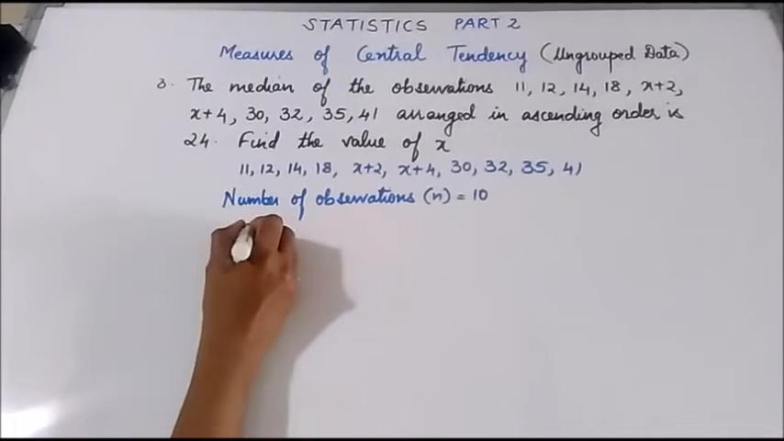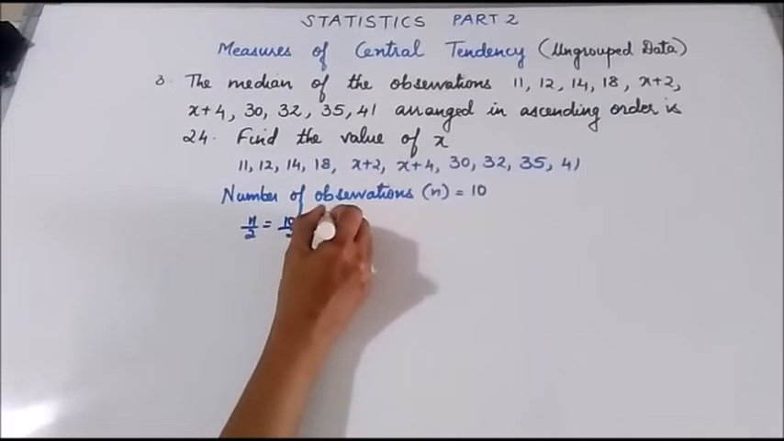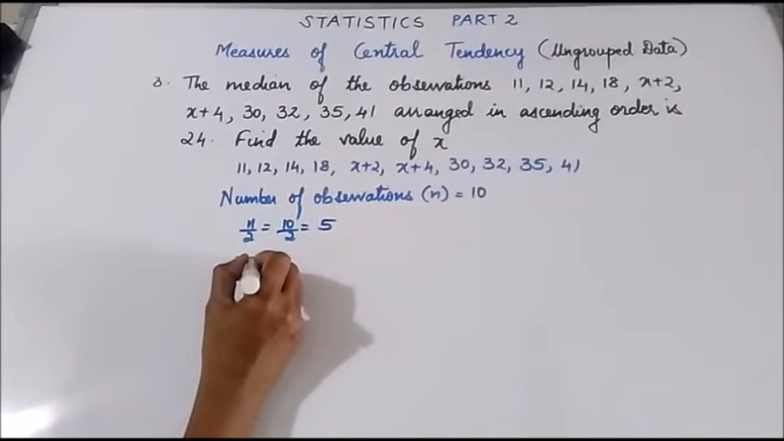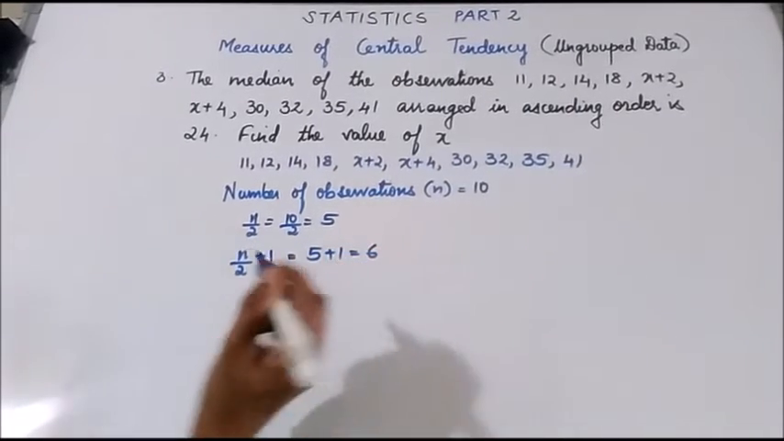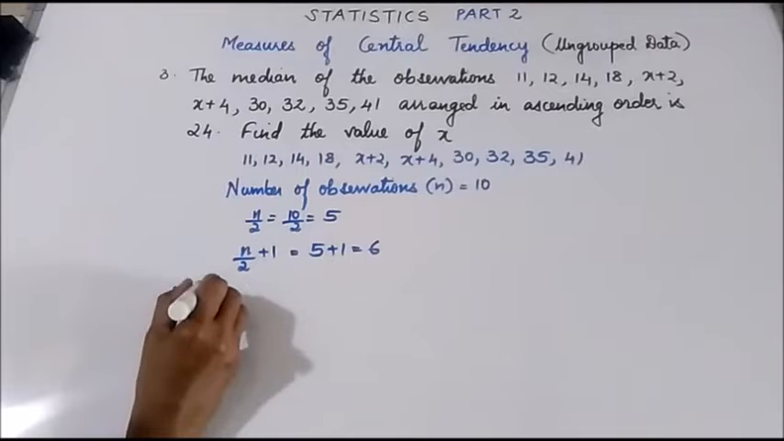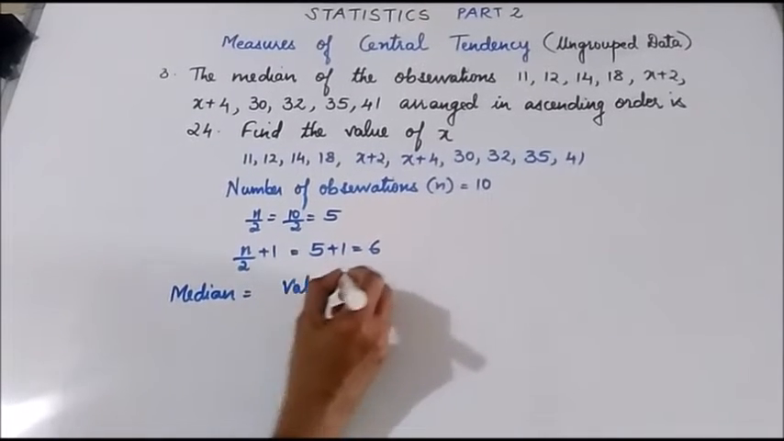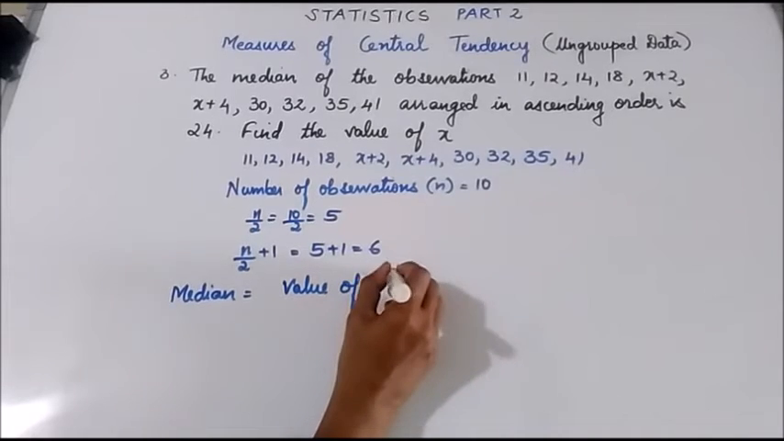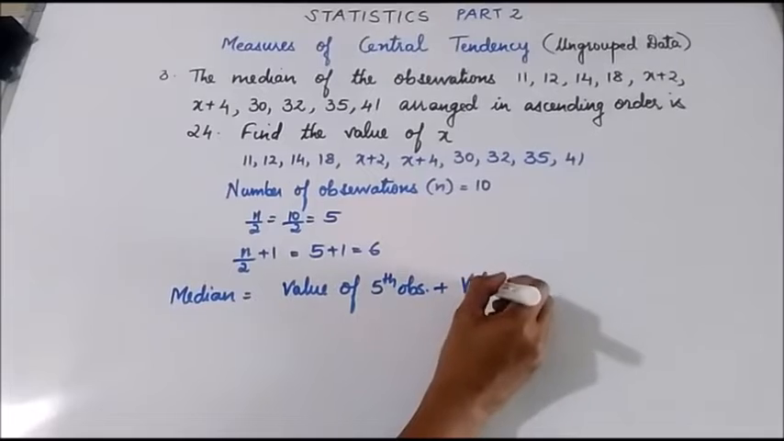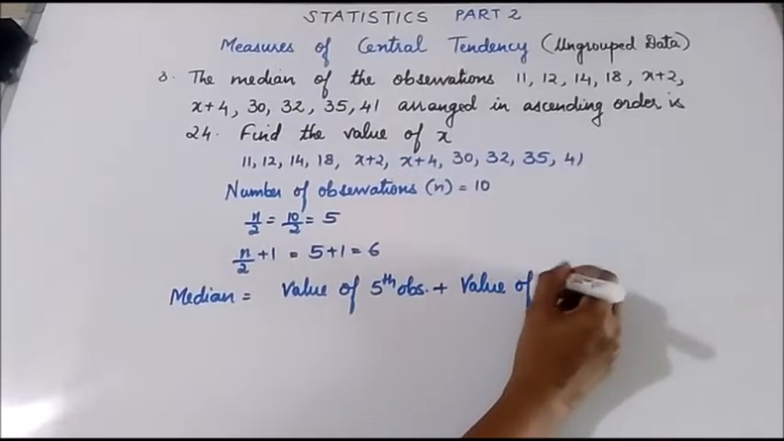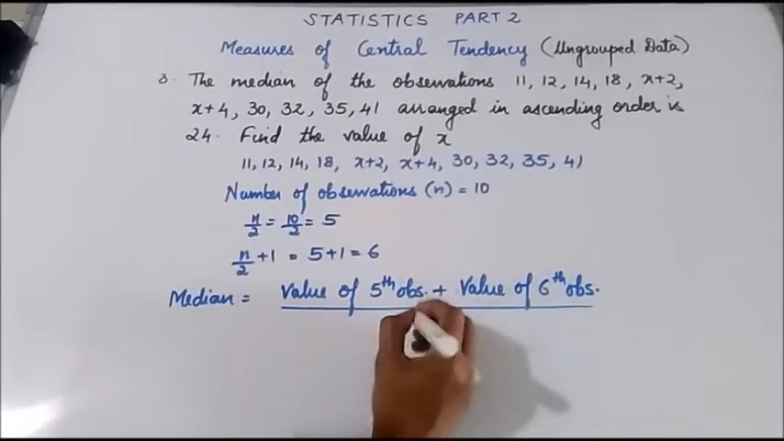So first let us find the position n by 2, that will be 10 by 2 is equal to 5. We have to take the next observation, that is n by 2 plus 1, that is equal to 5 plus 1 is equal to 6. So here you get median is equal to value of 5th observation plus value of 6th observation divided by 2.